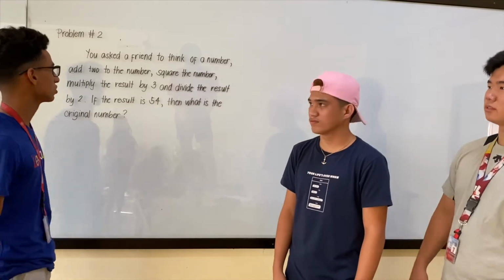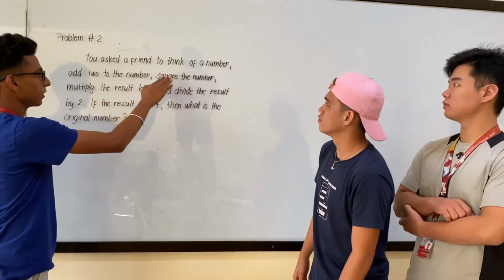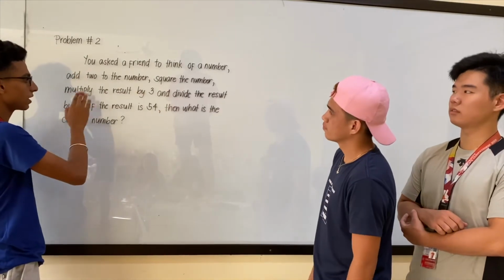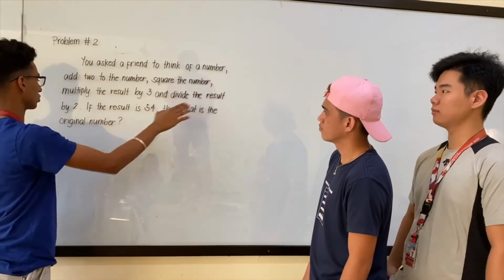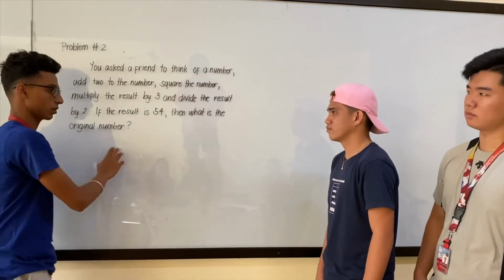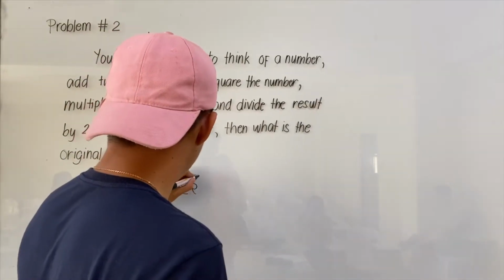So the question goes this way. You ask a friend to think of a number, add 2 to the number, square the number, multiply the result by 3, and divide the result by 2. If the result is 54, then what is the original number? Let x be the number.